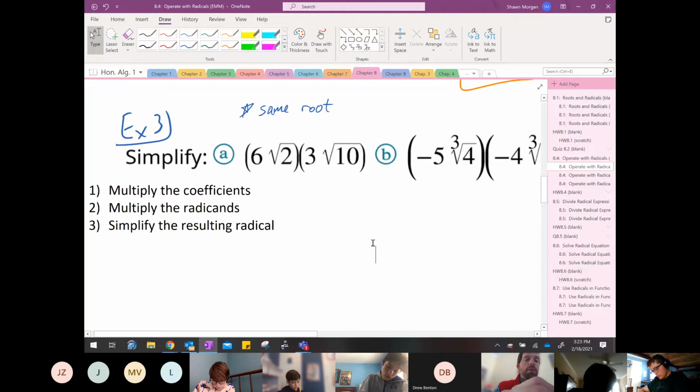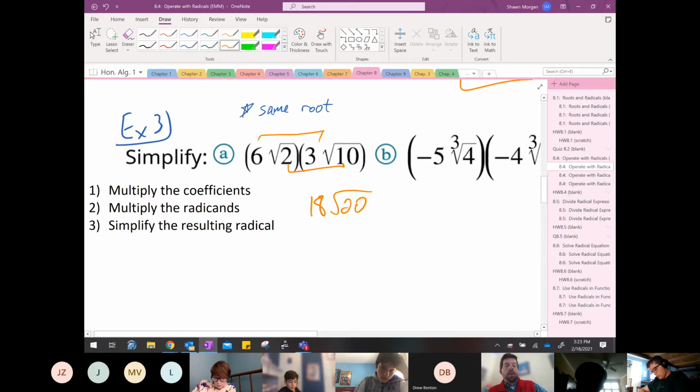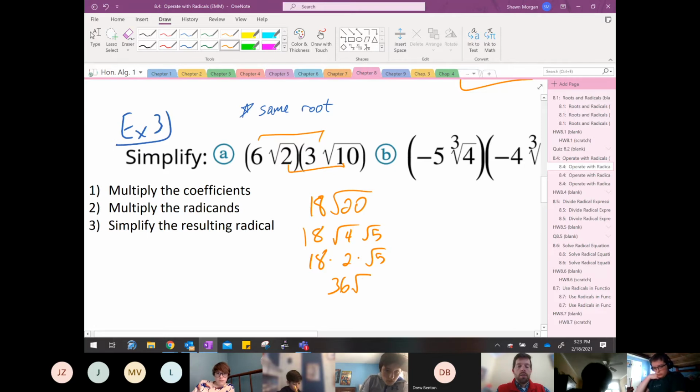So for part A, I'll do this one with you guys. We're going to multiply 6 times 3. That's 18. We're going to multiply 2 times 10. That's 20. And then we're going to simplify the square root of 20, which we just talked about a moment ago, is the square root of 4 and the square root of 5. Coefficient goes on the back burner. 18 times 2, so that's 36 square root of 5. Just as simple as pie.